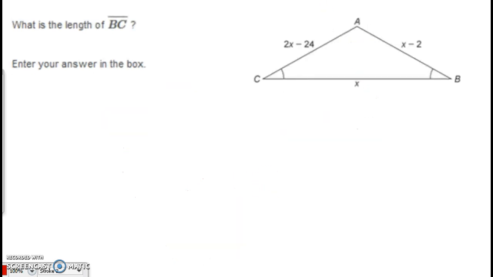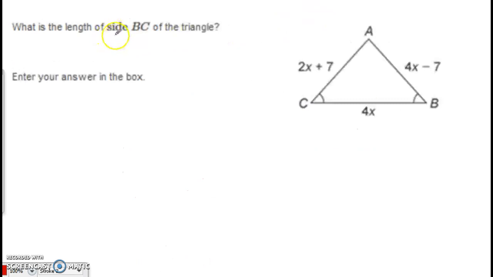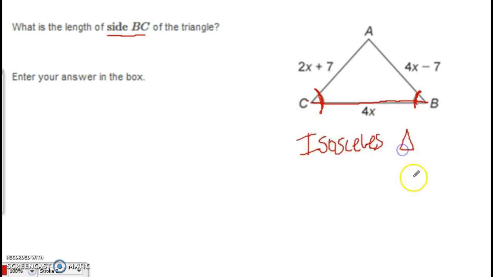All right, let's look at the next one. Oops, I went too far. It says, what is the length of side BC? So our ultimate goal is to figure out this side length. Okay, and we have to try to figure out what kind of special triangle this is. It tells us that these two base angles are congruent. If you have two base angles congruent, again, you have an isosceles triangle. So because we know those two base angles are congruent, we also know these two legs, those two side lengths, are congruent. So I can take these two legs and set them equal to each other.